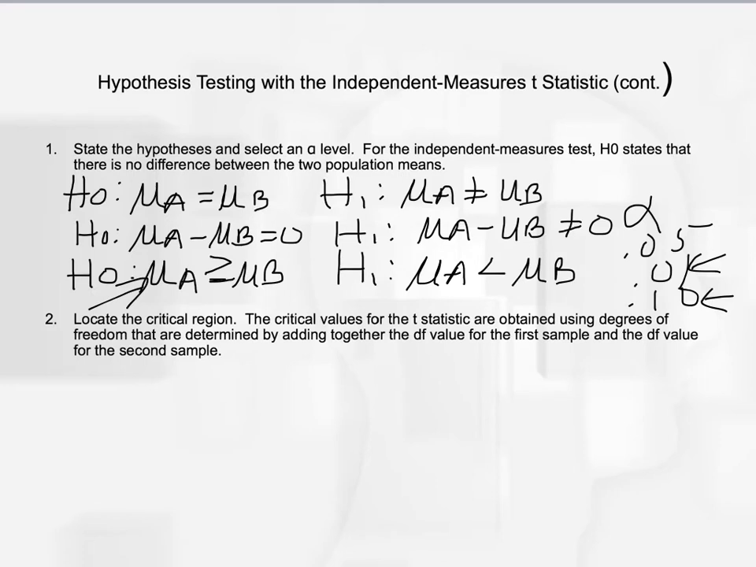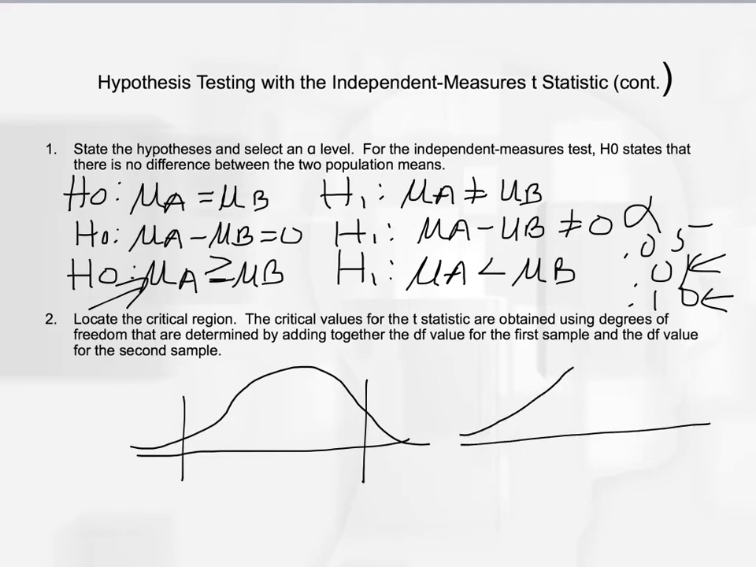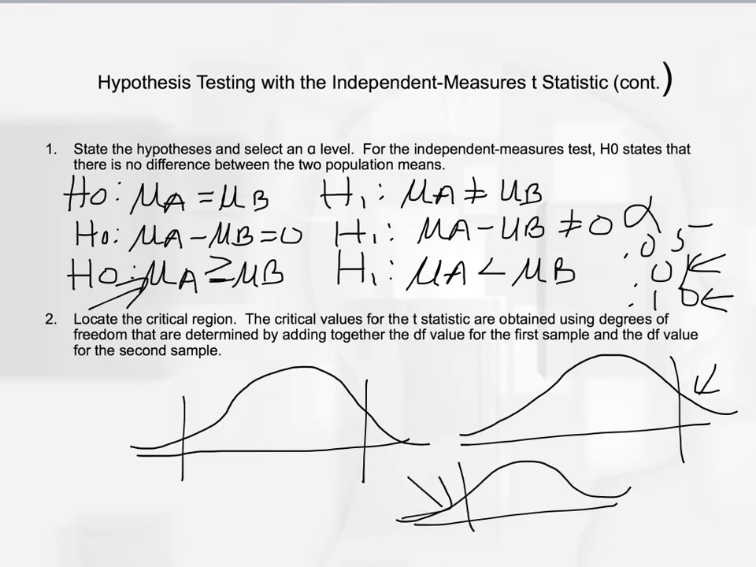Similarly, we locate the critical region. If we're doing a two-tailed hypothesis test, our critical regions are in the tails, in either tail. If we're doing a one-tailed hypothesis test, our critical region could either be greater than, or our critical region could be less than.